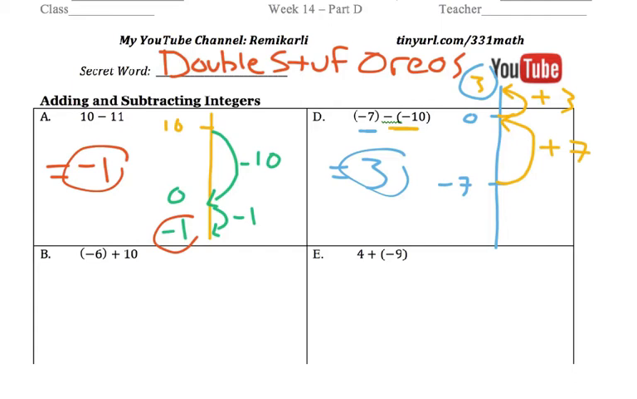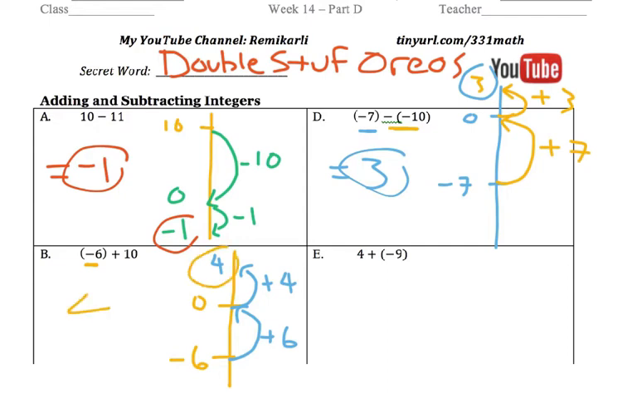For B, it's a negative 6 plus 10. That first number being negative is just the starting point. So if we have 0, we're going to start below 0 at negative 6, and we're going to add 10. So plus 6 gets us to 0, plus 4 gets us to positive 4, and that would be the final answer here, 4.